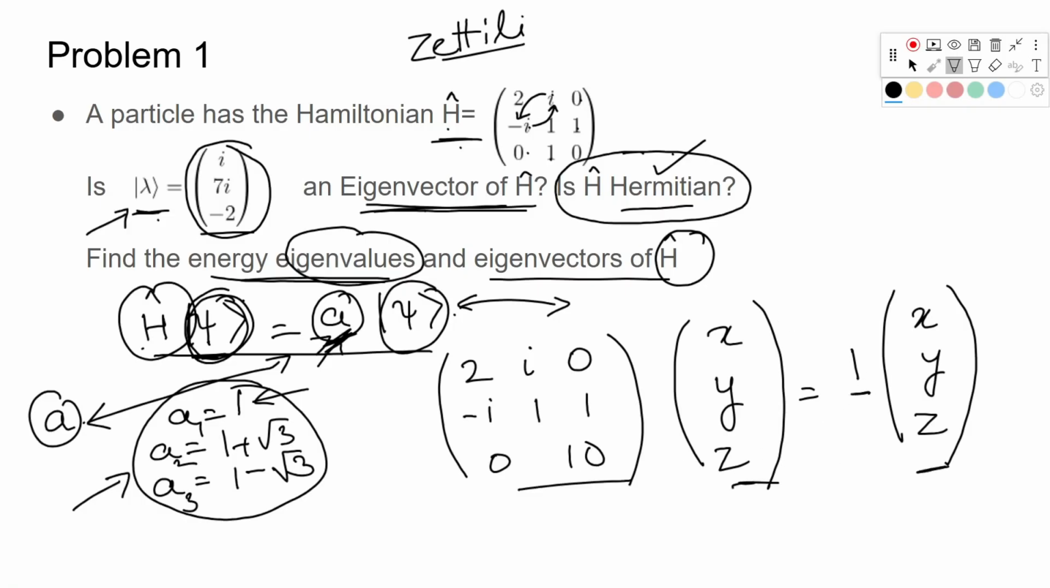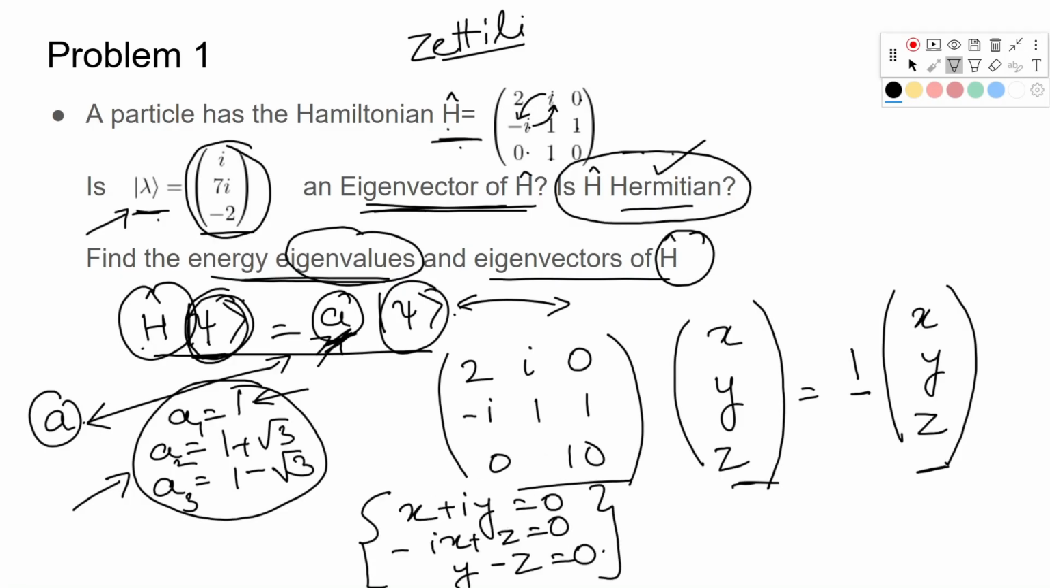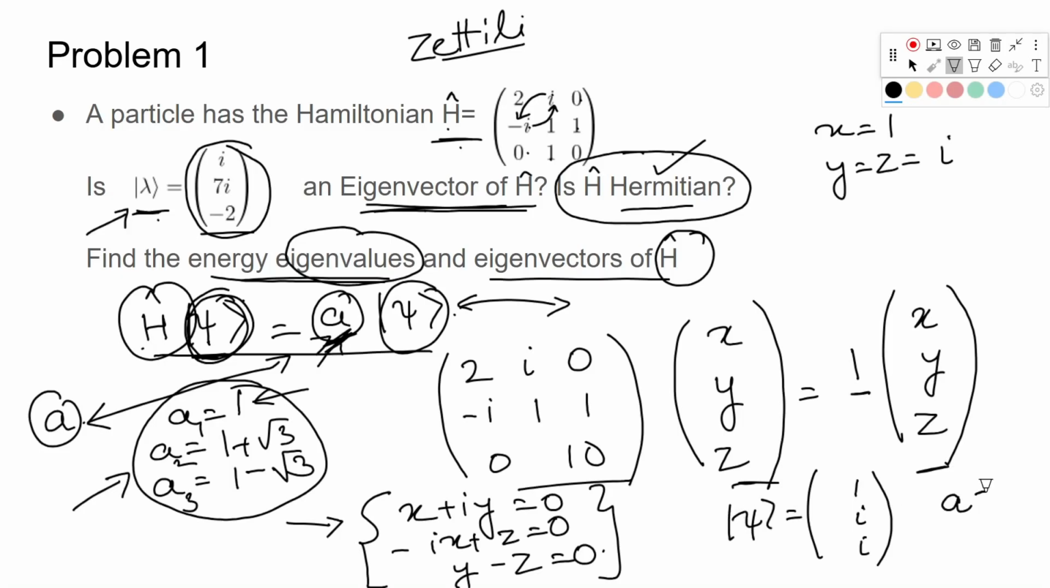When we solve this equation, we get three equations. We have to find some x, y, and z which satisfy these three equations. And we can put x equal to 1, y equal to, z equal to. So 1 iota is an eigenvector. So this is an eigenvector corresponding to the eigenvalue A equal to. Similarly, we can find the eigenvectors corresponding to A2, which is 1 plus root 3, and A3 as well.